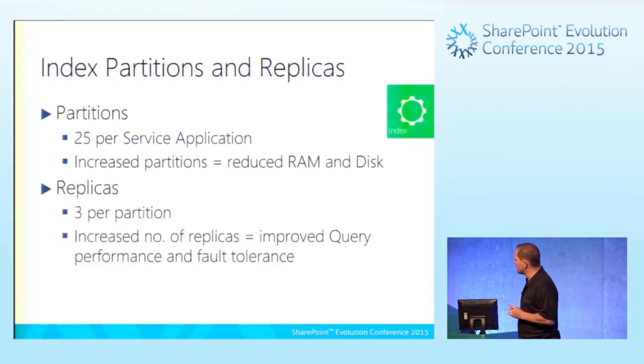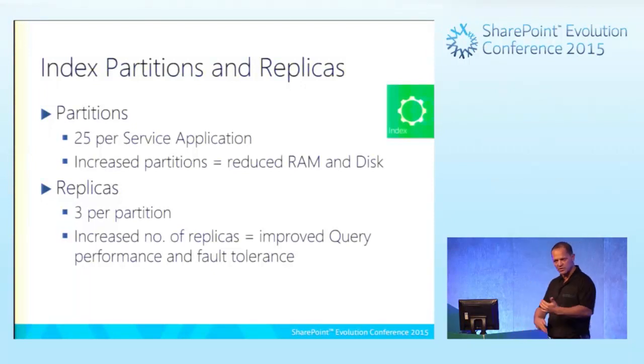You're allowed 3 replicas per partition. If you don't know what replicas are, you saw in that diagram, a replica is basically a copy of it running, which will act as a failover component. If you run SQL, you'll notice SQL Always On has replicas as well. So the terminology is similar across the product set.